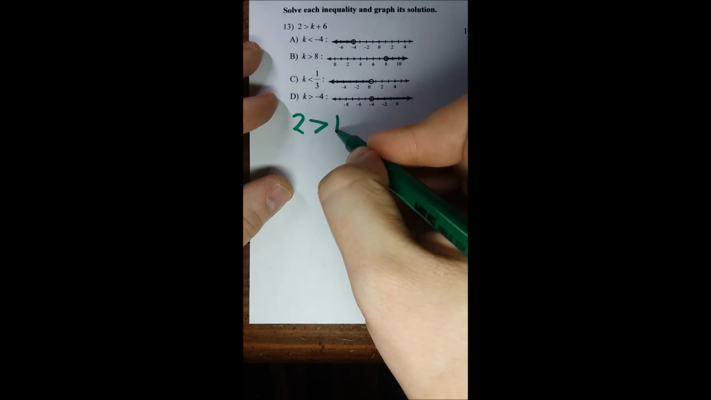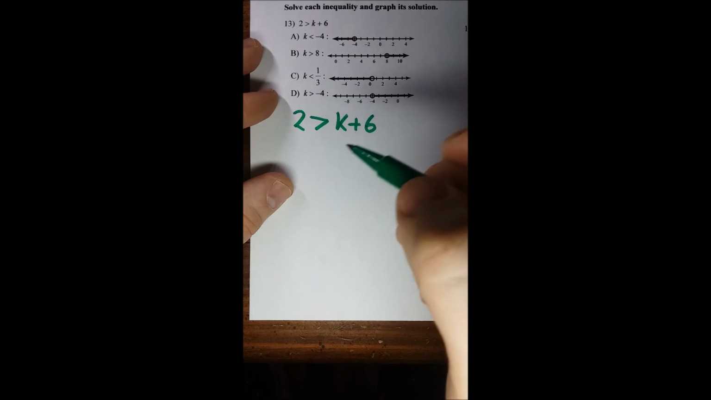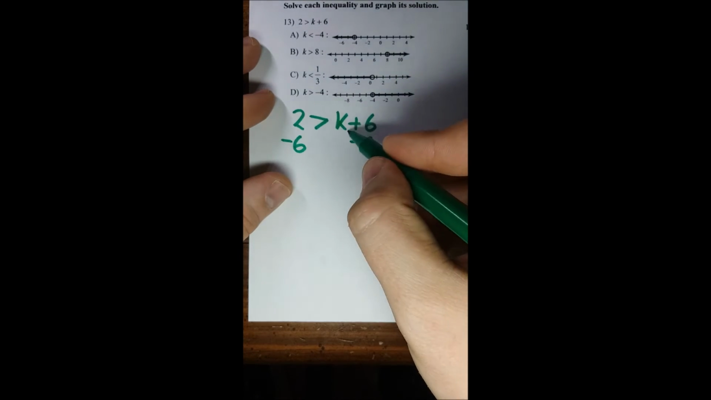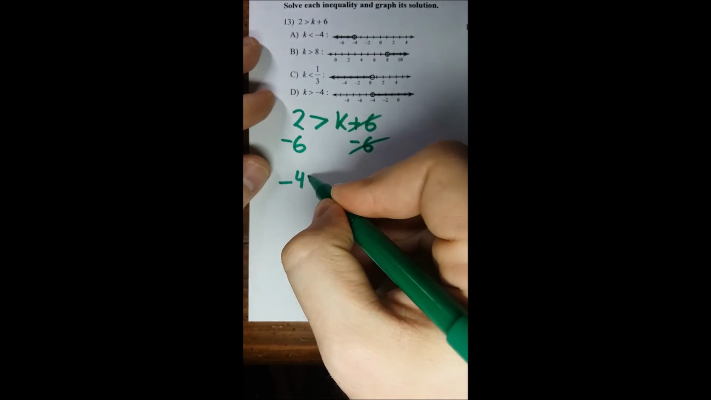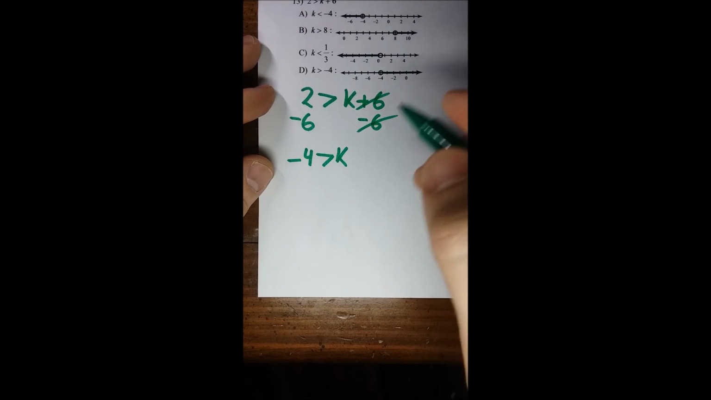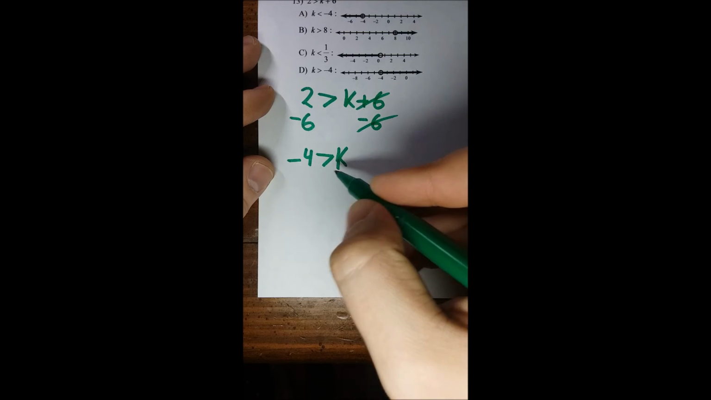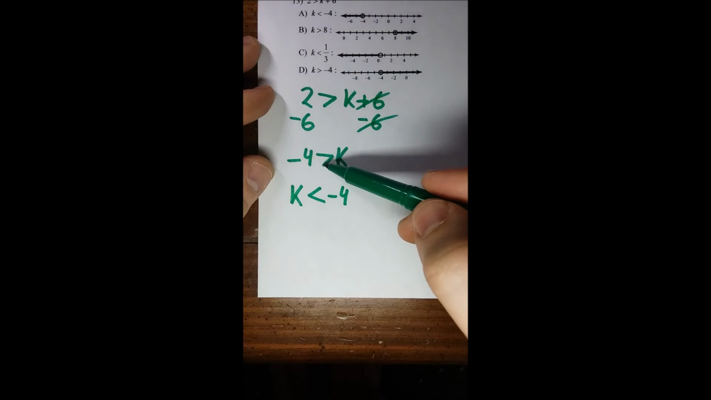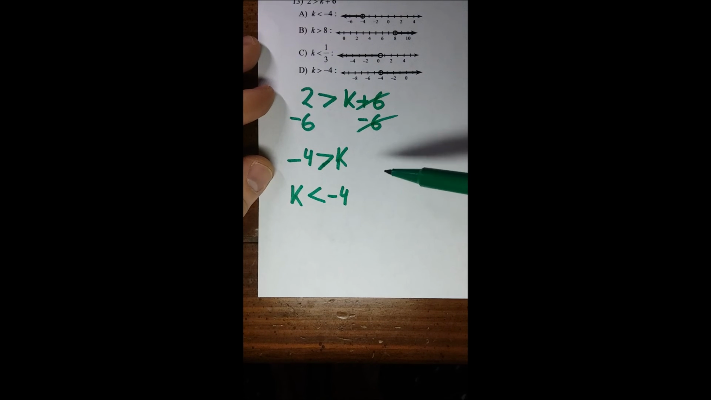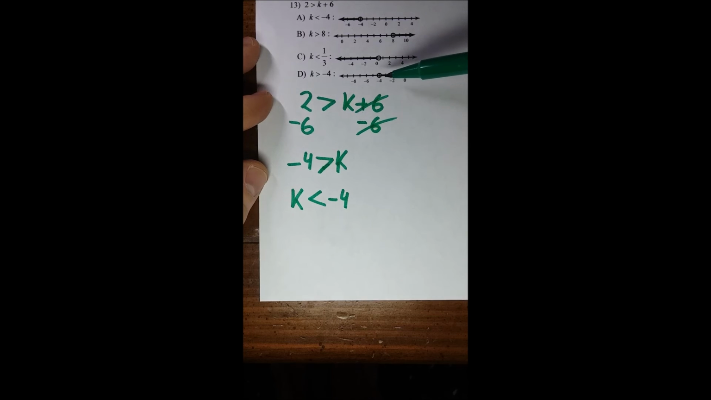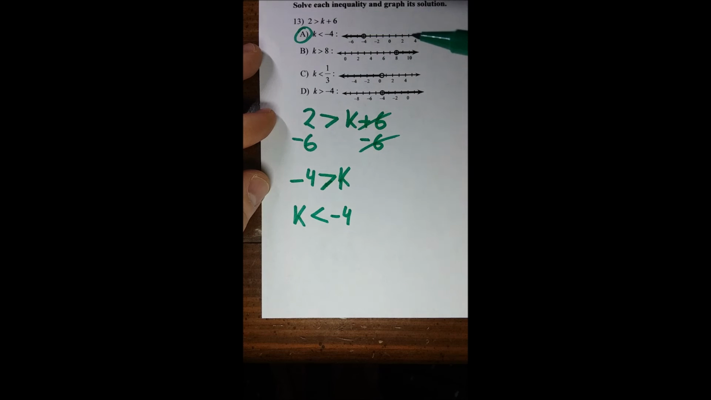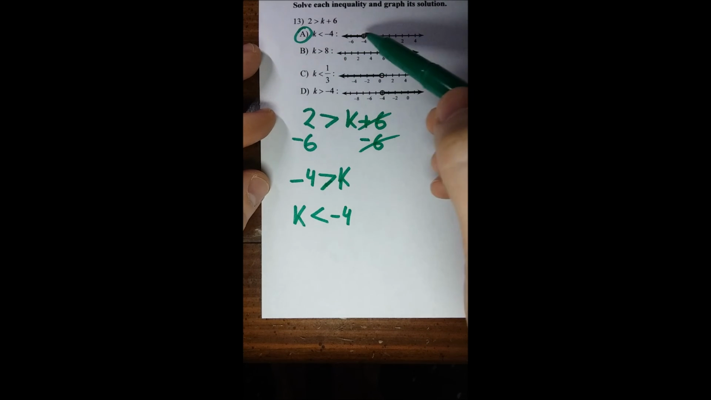Number 13. Here we've got 2 is greater than k plus 6. Well, we're going to solve it. How do you solve it? Subtract 6 from both sides to solve for k. So negative 4 is greater than k. We don't like to have the variable on the right, so we want to write it down as k is less than negative 4. You're maintaining the direction of the sign. So where is negative 4 here? Negative 4 is either this one or this one. Oh, by the way, it's already answered. The answer is right there. I didn't even see it. Okay, the answer is A. k is less than negative 4.